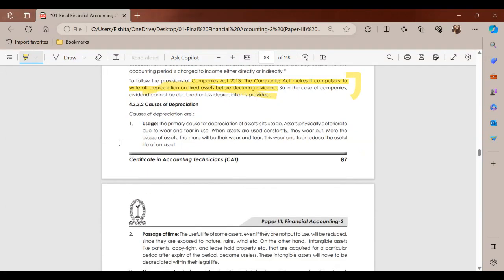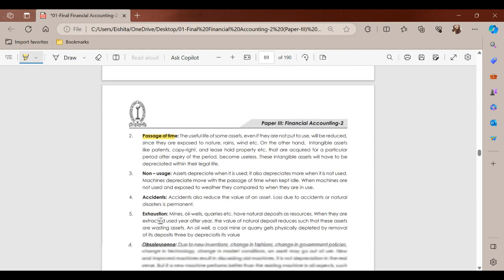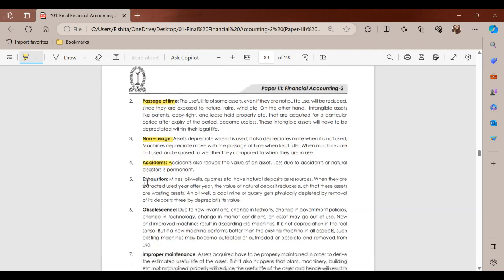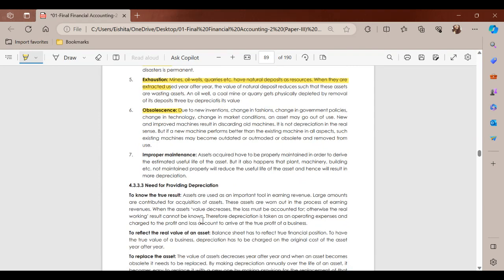ओके, कॉजेज ऑफ डेप्रिसिएशन: यूजेज, पैसेज ऑफ टाइम, नॉन यूजेज पड़े पड़े भी घिस जाता है, एक्सीडेंट, एग्जॉशन, अपना एसेट एग्जॉस्ट हो जाता है, जैसे मशीन है थोड़ी देर बाद एग्जॉस्ट हो जाएगी. Obsolescence due to change in technology, inventions, change in fashion, change in government policies, change in market condition, an asset may go out of use. Or last one is improper maintenance. यदि आप asset को properly maintain नहीं करेंगे तो depreciate ज्यादा होगा.